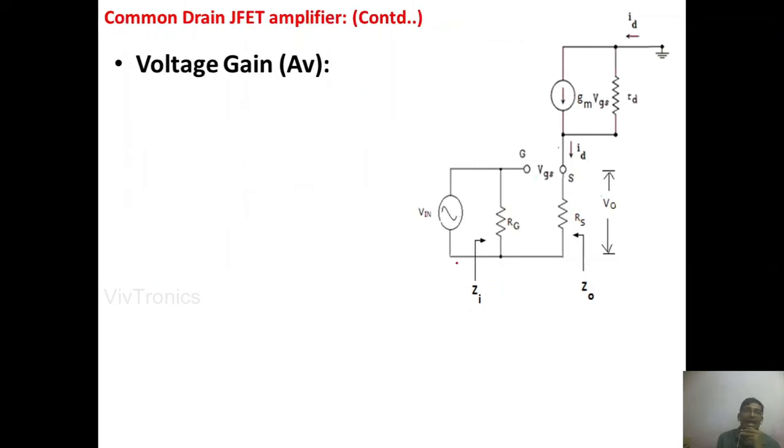Now we are going to calculate the voltage gain AV. Voltage gain is the ratio of output voltage to input voltage. Here the output voltage is V0 and the input voltage is VGS, so we apply KVL at the input side circuit.